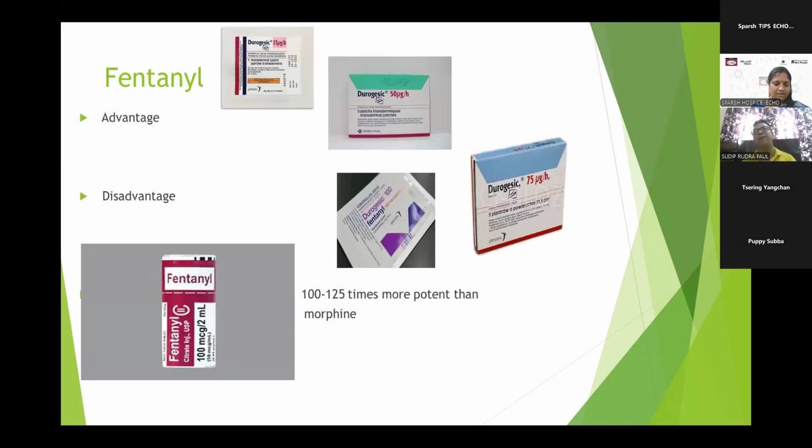Let's come to fentanyl. Fentanyl is available in patch form. Fentanyl is available in injection form. Some of the centers have fentanyl in lollipop form also. So basically fentanyl is a 72 hour patch. In the patch form, it is available from 12.5 mcg up to 100 mcg. The fentanyl patch is very costly, and it's a 3 day patch.